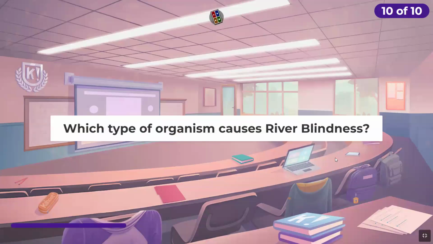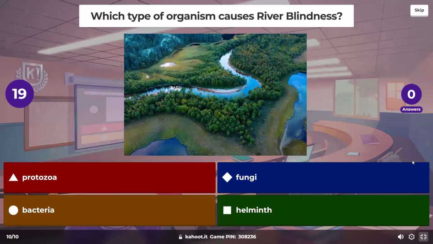And then this is the last question. Which type of organism causes river blindness?